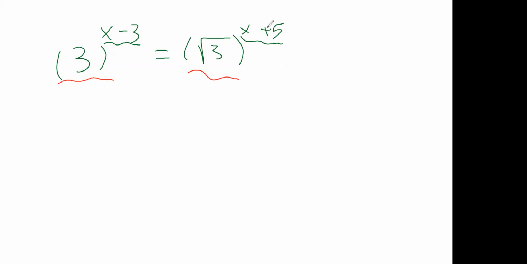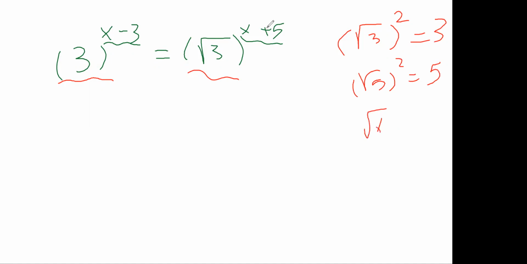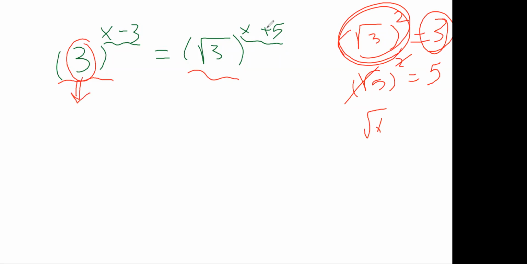Can't you get it? Do you remember when I say, for example, root 3 power of 2, the opposite of the root? Root 3 power of 2 equals 3. And root 5 power of 2 equals 5. The 2 erases the root. So instead of writing 3, I can write root 3 power of 2, and root 3 power of 2 equals exactly 3. So you didn't change the number. You only changed the form of the number to help me make the bases equal. Here, instead of 3, I will write root 3 power of 2.